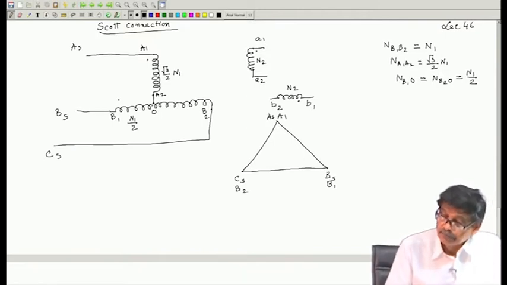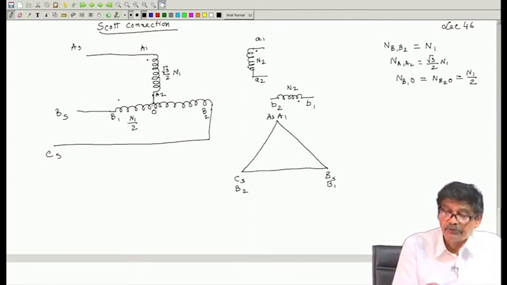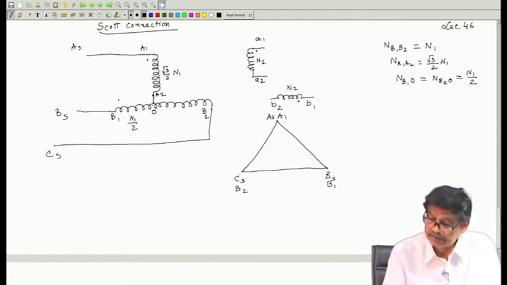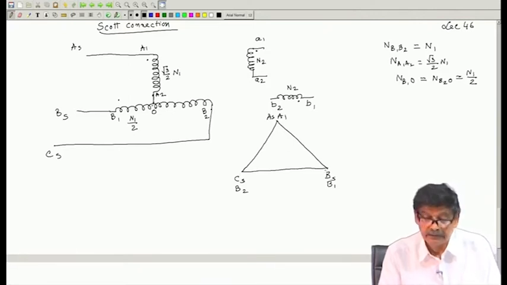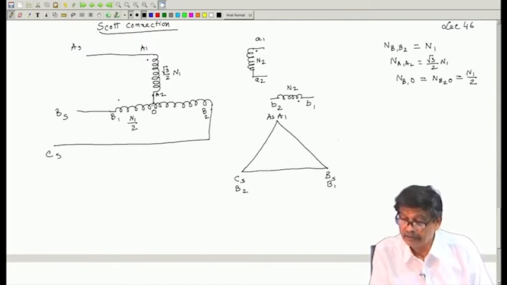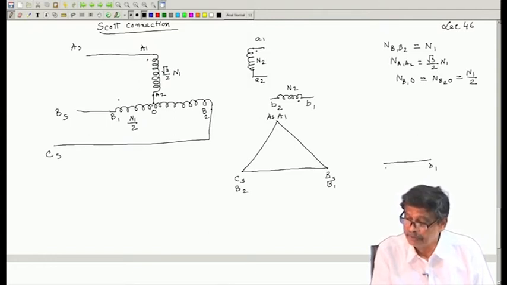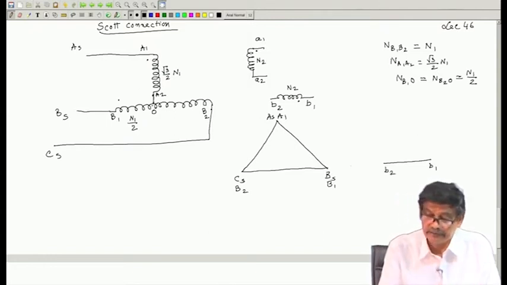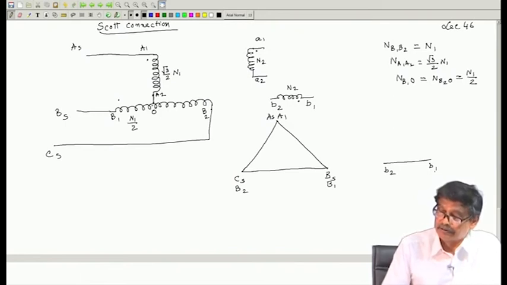And now the question is, what is the voltage applied across B1 B2? It is BSCS, that is this voltage. Since B1 B1 are dot, you will get on the secondary a voltage here, which I should call B1 B2. That is straightforward.